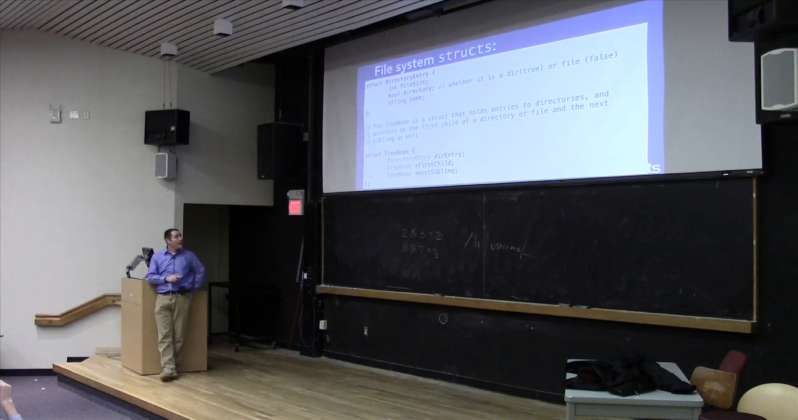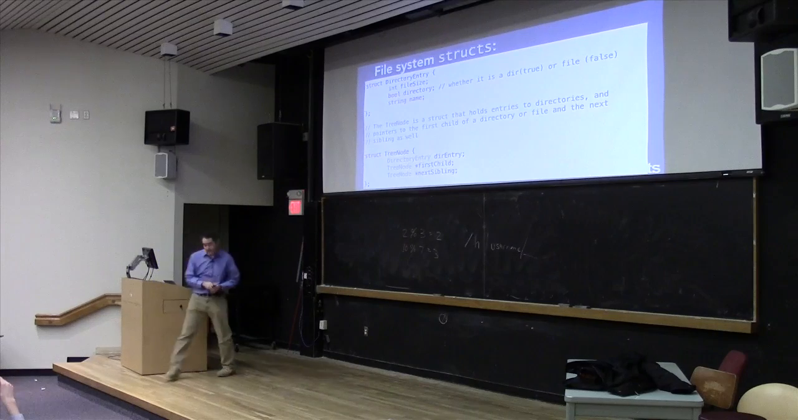And then we're going to have a tree node. Here's what the tree node is. We already saw this earlier. It's going to have a directory entry, and it's going to have a first child and a next sibling, exactly like what we just showed. That's what we're going to do.